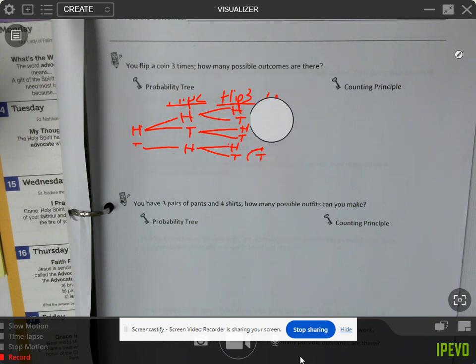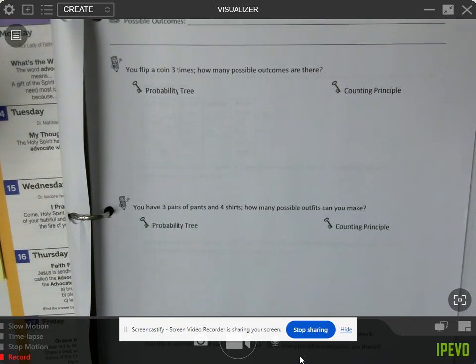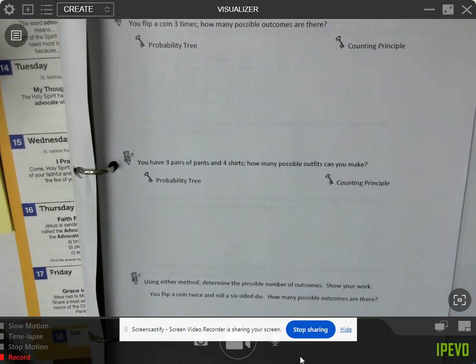Thinking about how we did that probability tree for our coin toss, let's look at what the probability tree would look like if we had 3 pairs of pants and 4 shirts. How many events do we have? If we want to know how many outfits we can make out of 3 pants and 4 shirts, knowing that we're just wearing 1 pants and 1 shirt for our outfit, how many events do we have?